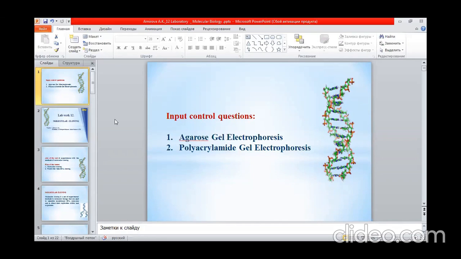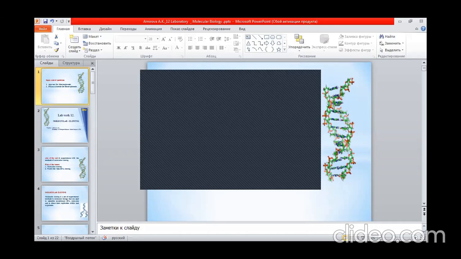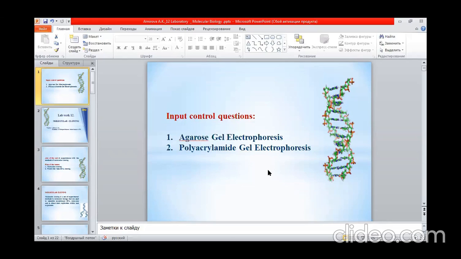Polyacrylamide gels are based on the polymerization of acrylamide and cross-linking with methylene-bis-acrylamide. Okay. Your name, please. Amirova Bota. Okay.